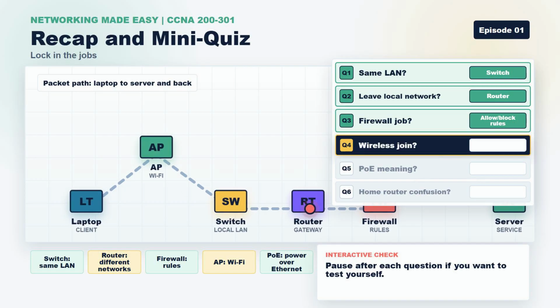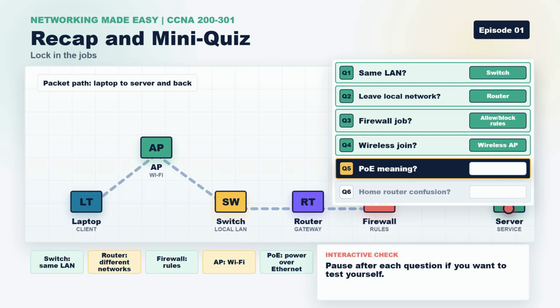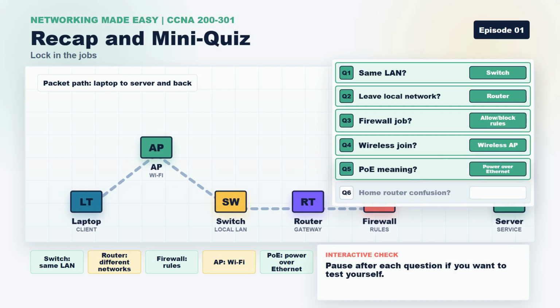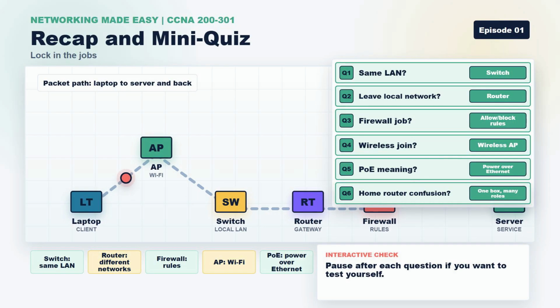Question 4. What device lets a phone join the network wirelessly? Answer: a wireless access point. Question 5. What does PoE stand for? Answer: power over Ethernet. Question 6. Why can the phrase home router be confusing? Answer: because one home box often combines router, switch, firewall, and wireless access point roles.